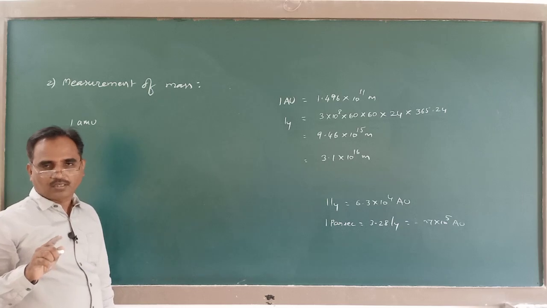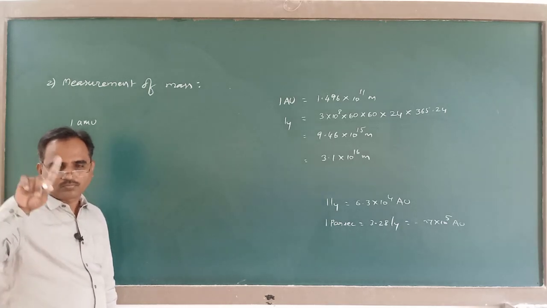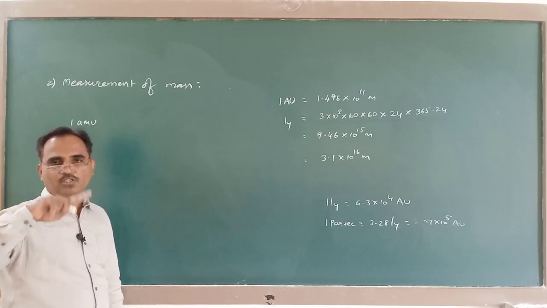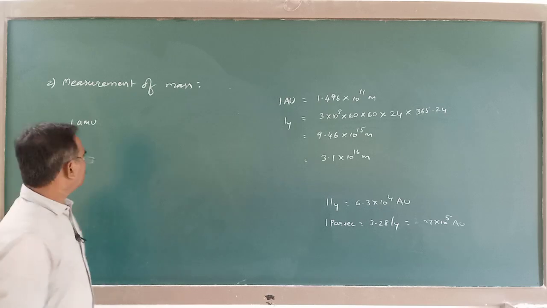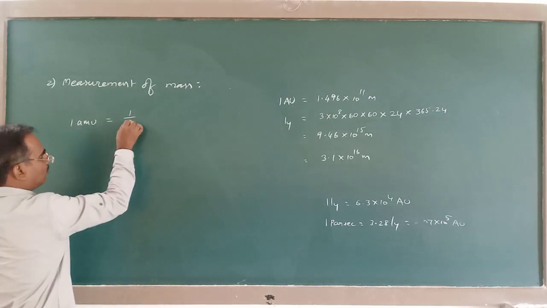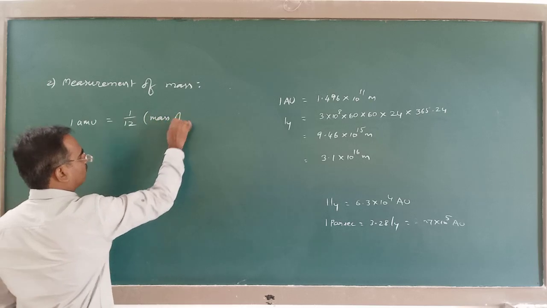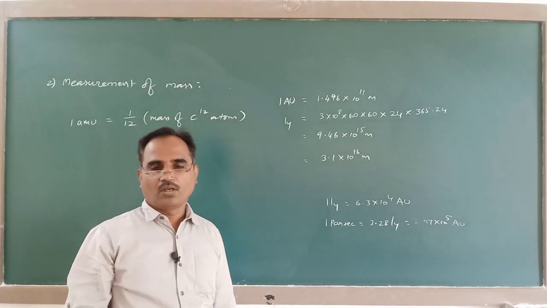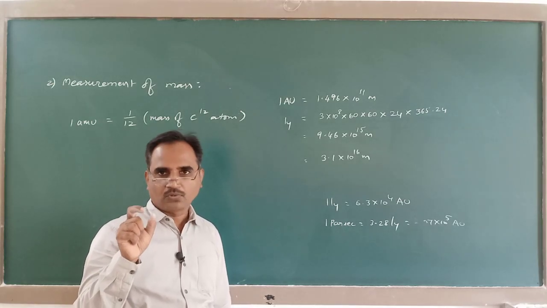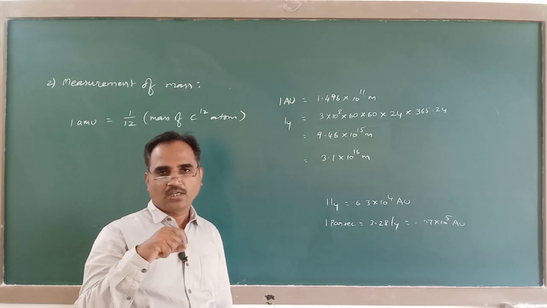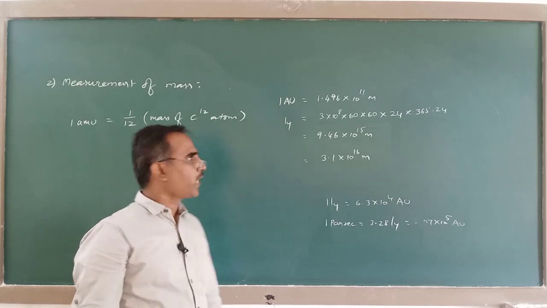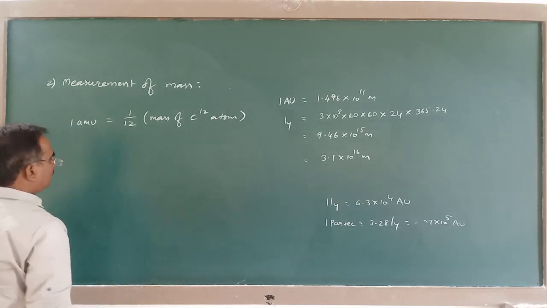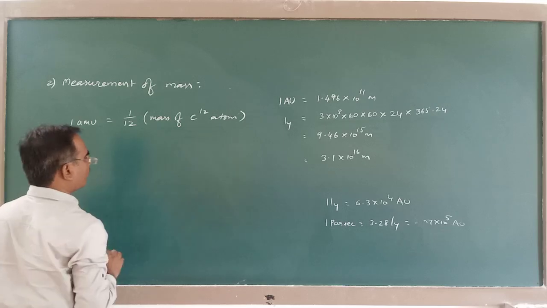Atomic mass unit. Sometimes you simply write U instead of AMU. 1 U means 1 atomic mass unit. So this 1 atomic mass unit is nothing but 1/12 mass of a carbon 12 atom. If you take 1 carbon 12 atom, out of that, 1/12 of its mass becomes 1 atomic mass unit. See how to find this one atomic mass unit by means of this statement.